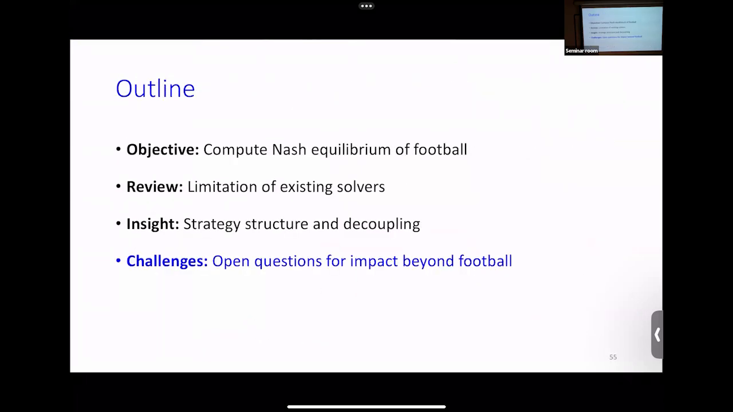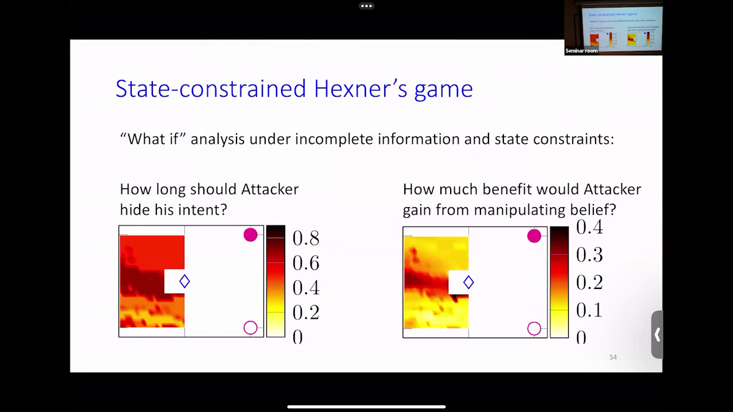But this is governed by the state dynamics you mentioned, right? Yeah. This is for this particular game, if you set the dynamics this way, right?